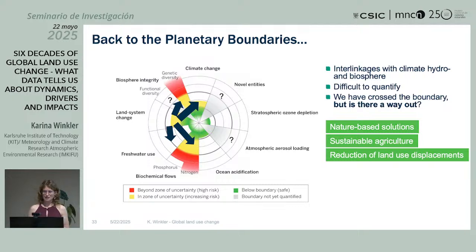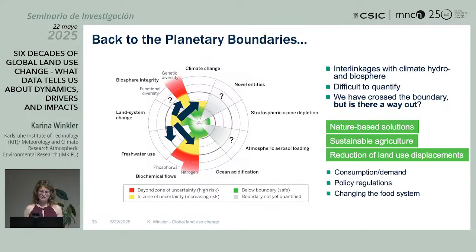And here, of course, we need policy. We need to tackle not only the supply side from the agriculture production, but also the consumption and the demand side of things. And yeah, of course, there's this strong need to change the food system.